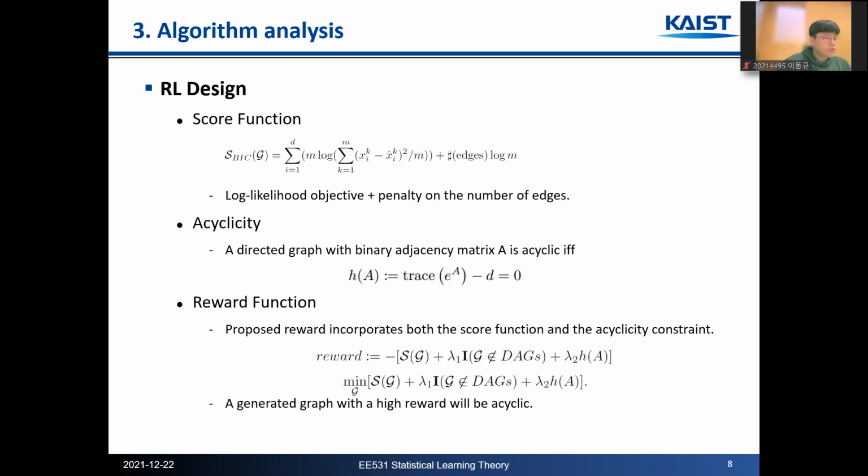The reward incorporates both the score function and the acyclicity constraint. Lambda 1 and lambda 2 are two penalty parameters. A generated graph with a high reward will be acyclic. Then, the RL agent aims to maximize the reward over all possible directed graphs.